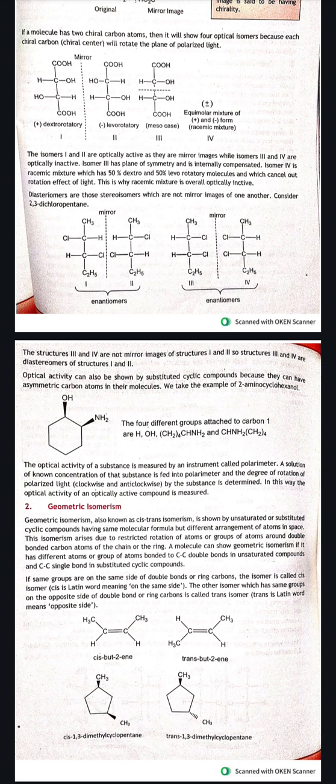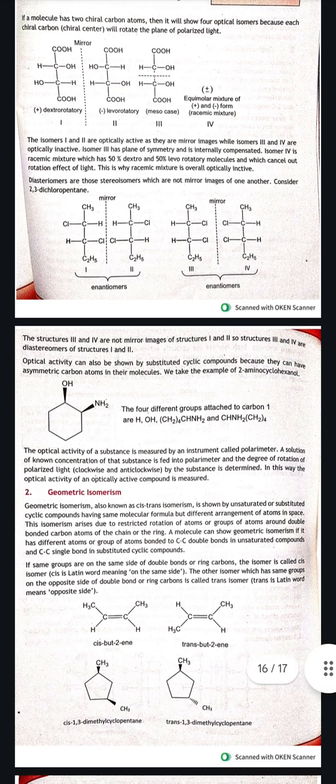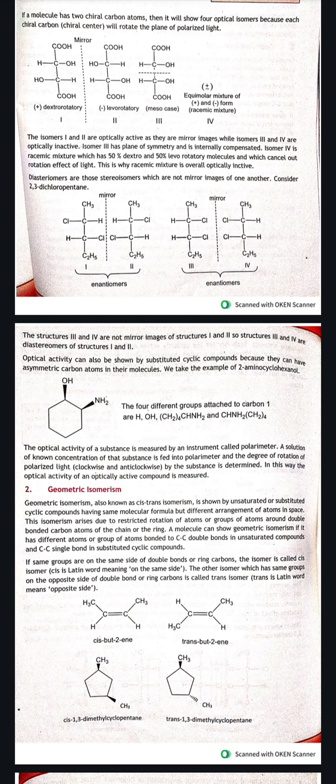In the meso case we have 50% dextrorotatory nature and 50% levorotatory nature. So the meso compound is optically inactive. This is the property of the meso compound. An equimolar mixture of positive and negative forms the racemic mixture.